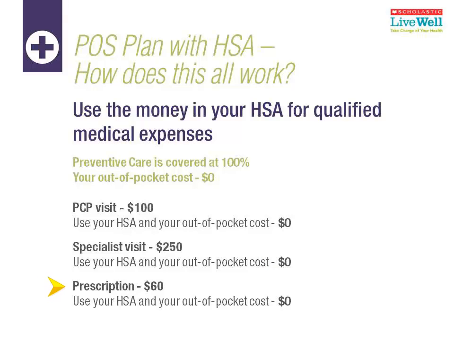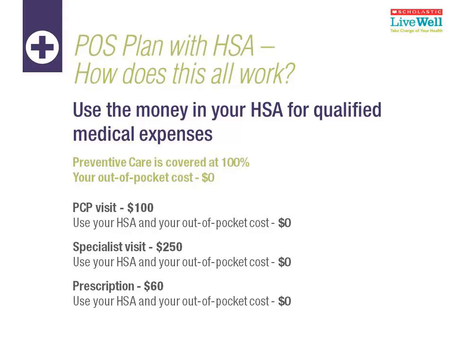Now you need to fill a prescription. The script cost is $60. In the POS plan, you have to pay the full cost of your prescription until your deductible is met. But because you still have money left in your HSA, you pay nothing out of pocket, and the cost of the medication goes towards meeting your deductible.